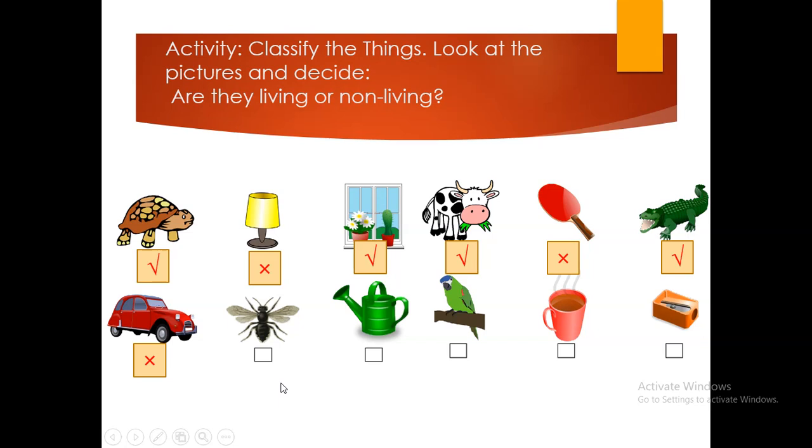It needs water, air, and food. And it moves, it reproduces, and it grows. So it is a living thing. This thing we use to water plants, it's a non-living thing. This bird is a living thing. This cup of tea or cup of coffee, it's a non-living thing.